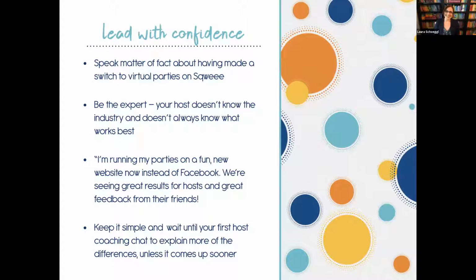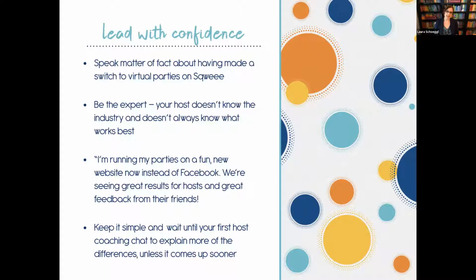So one thing I think is important is to lead with confidence. It is understandable that if you're starting on a new platform yourself and you're in a learning curve yourself and you haven't really done a lot of events on Sqweee, you may be feeling a little bit of uncertainty yourself. That's definitely understandable, but it's not something that you want to pass along to your hosts. You want to lead with confidence, because a confident consultant leads to a confident host, and a confident host is excited and engaged. So of course we want that.